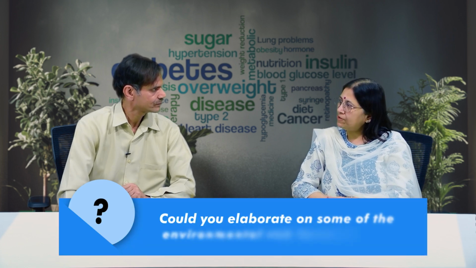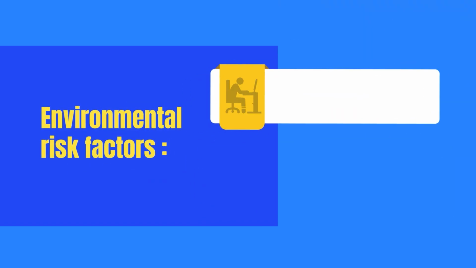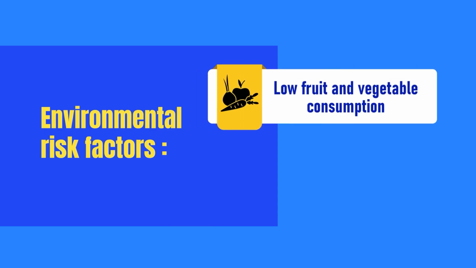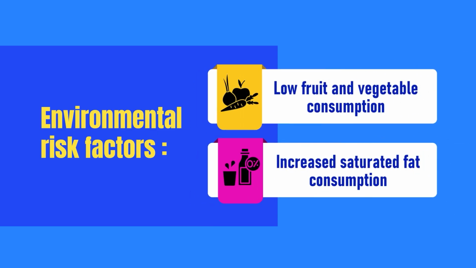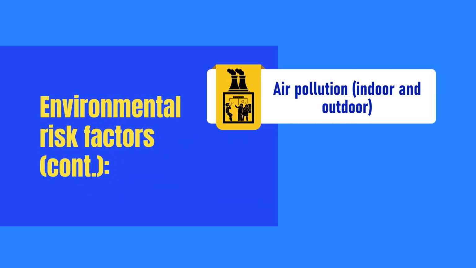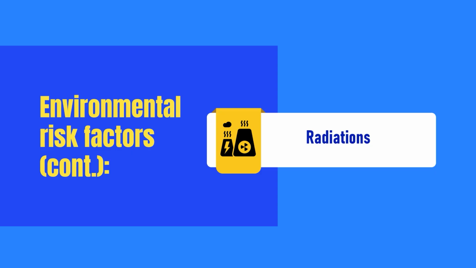Could you elaborate on some of the environmental risk factors? Yes. Some of the environmental risk factors include use of tobacco, alcohol use, physical inactivity, common salt intake more than 5 grams per day, low intake of fruits and vegetables, and increased saturated fat consumption, air pollution, which includes both indoor as well as outdoor air pollution, then harmful chemical substances which may be present around our environment, and then in some situations radiations. These are the common environmental risk factors.